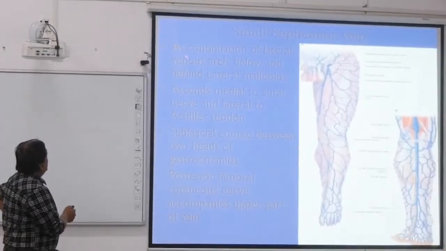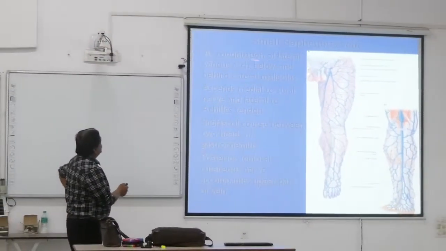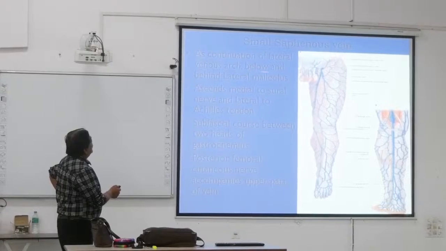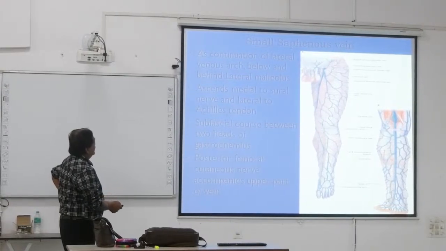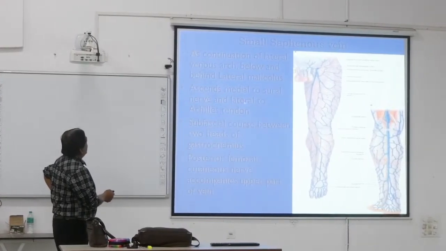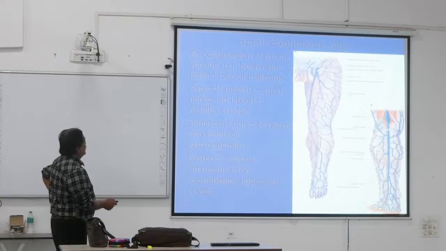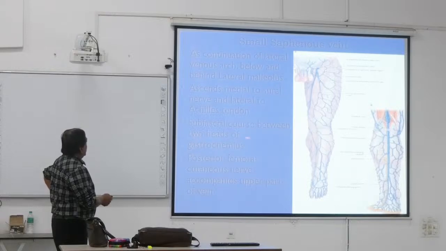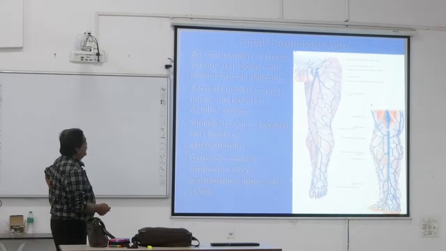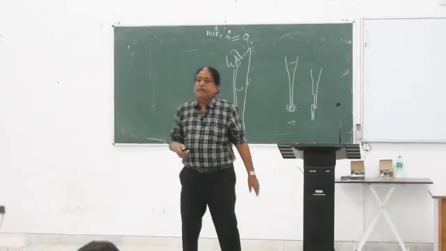Now, small saphenous vein, a continuation of the lateral venous arch below and behind the lateral malleolus. It ascends medial to the sural nerve and lateral to the Achilles tendon, with a subfascial course between the two heads of gastrocnemius. This is the gastrocnemius muscle. When you go for the lower limb, you will be seeing the heads of gastrocnemius. The posterior femoral cutaneous nerve accompanies the upper part of the vein. You will see the posterior cutaneous nerve in the dissected lower limb.